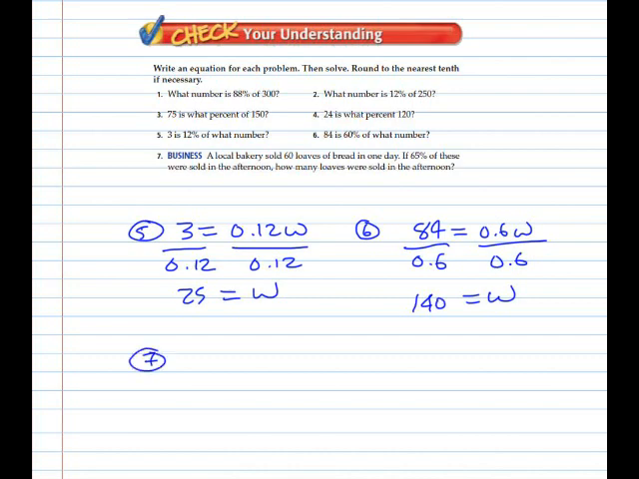And finally, number 7. A local bakery sold 60 loaves of bread in one day. If 65% of these were sold in the afternoon, how many loaves were sold in the afternoon? We are looking for the part. We know that it's 65% of the whole, which in this case is 60. So 65% times 60 is 39 loaves. 39 loaves is 65% of 60.